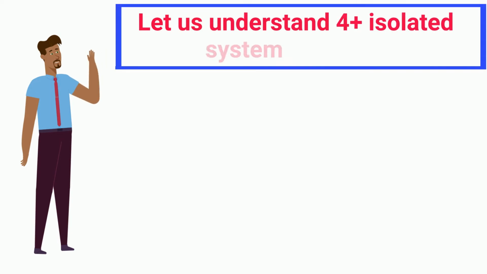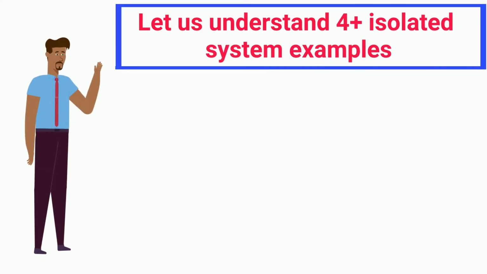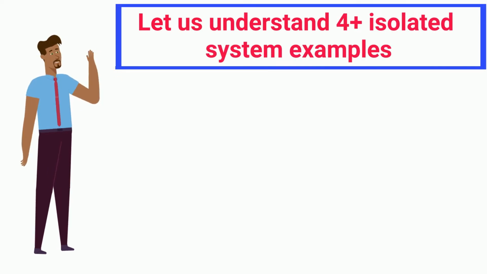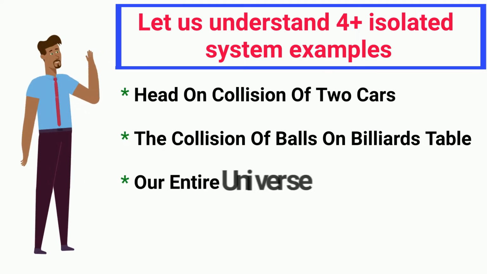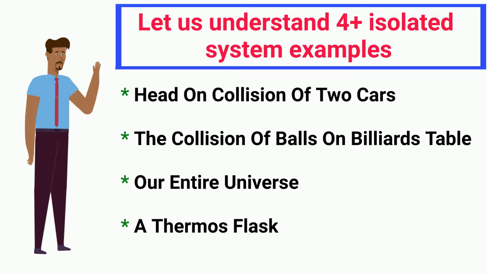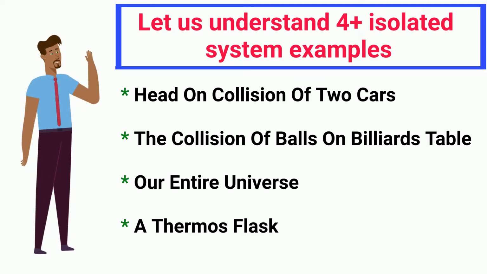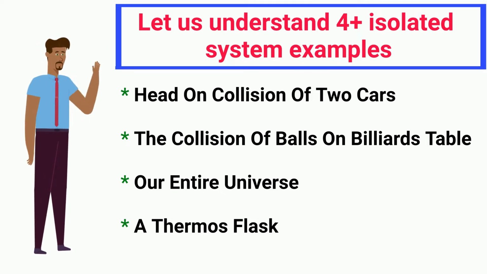Let us understand four isolated system examples. Head-on collision of two cars. The collision of balls on a billiards table. Our entire universe. And a thermos flask.